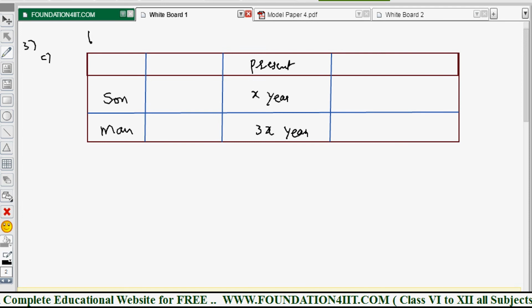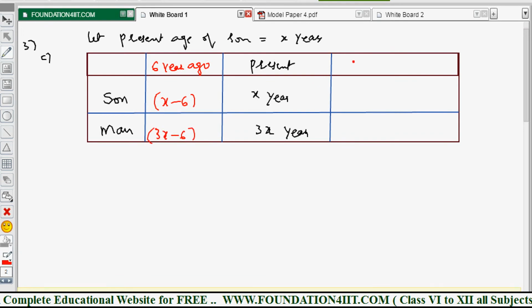So let present age of son be x years. Now based on this you can write the remaining all. That is 6 years ago. 6 years ago means here x minus 6. And 6 years ago means man's age also minus 6. That is 3x minus 6. And one more is 24 months hence, that is 2 years. 2 years hence means plus 2 years. So one is x plus 2, and 2 years hence is 3x plus 2. Okay. These are the conditions.